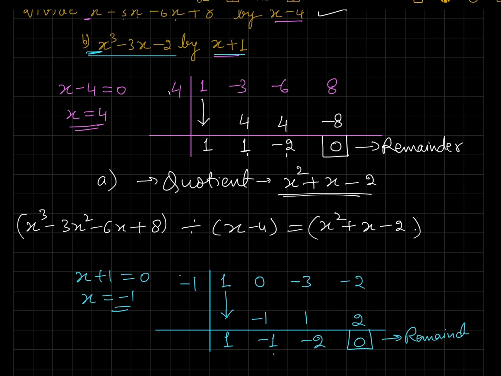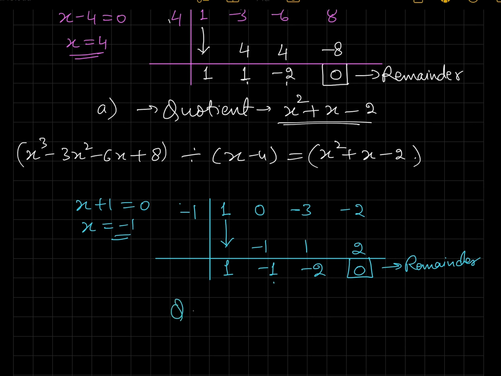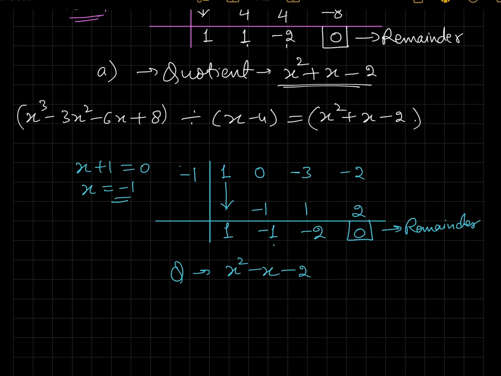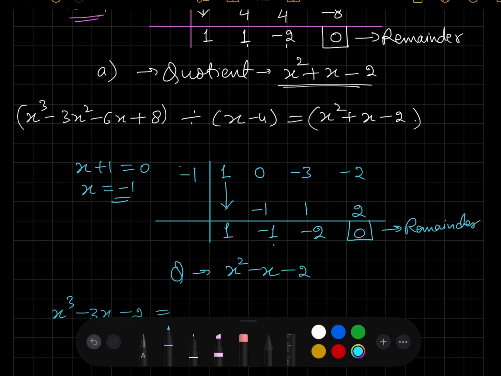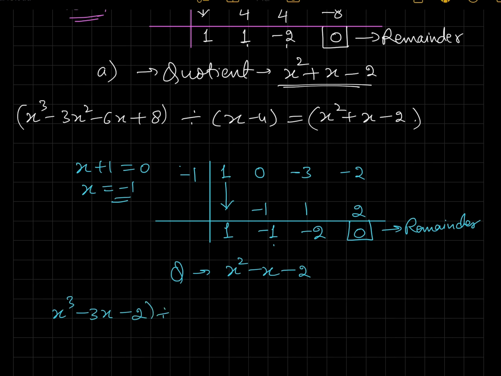And what is our quotient here? Our quotient would be x squared, then minus 1, so minus x, and minus 2. So I can simply write that x cubed minus 3x minus 2, when divided by x plus 1, is equal to x squared minus x minus 2. Because the remainder is 0, we can simply write that the quotient is this.